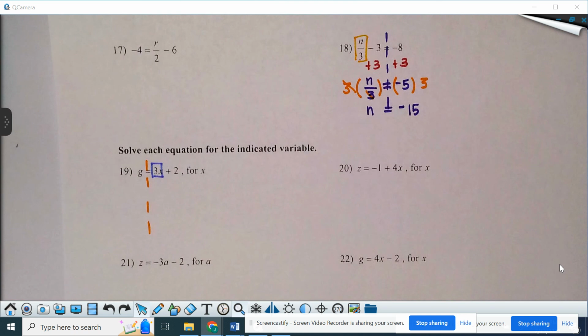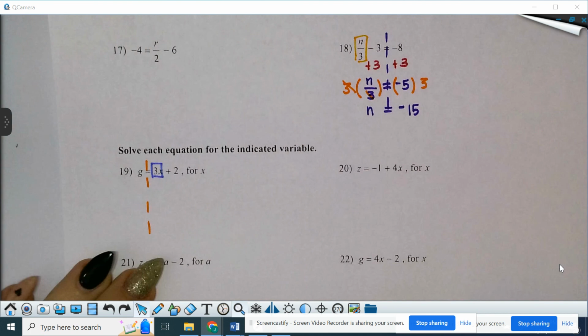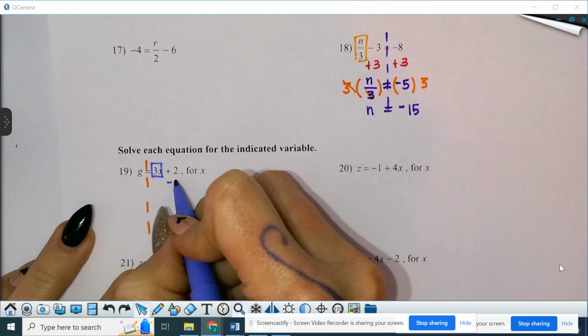What's on the side with Stinky Kid that's not attached to him? What number? Yep, get rid of the 2. Perfect. How am I going to get rid of the 2? Yes, subtract 2, because that's a positive 2, right? So we're inverse. -2, -2.